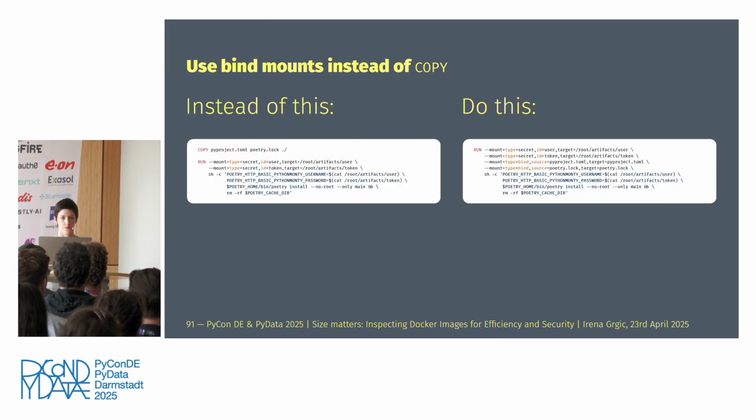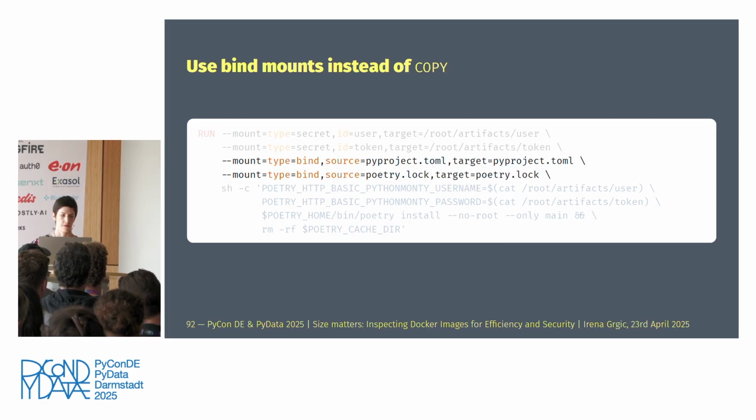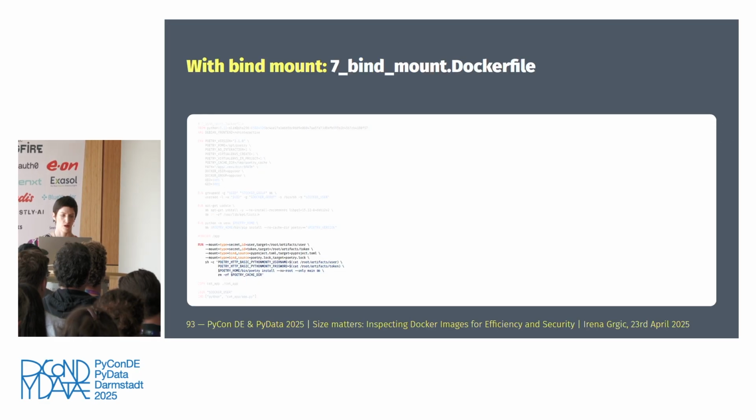So instead of copying the files and then running the installation, we are mounting the files to this particular RUN instruction that does the installation, and that's pretty much it. So we saved one layer because we removed the COPY. So this is how it looks, you see, and this is how our image looks now.